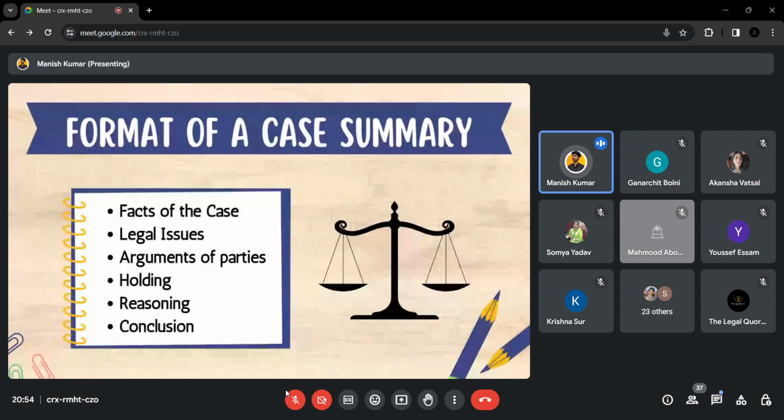Now, some important things to consider. Do not include unnecessary points. As the name suggests, it is a summary or a brief. So you have to state everything in a brief and concise manner and do not include unnecessary points. Otherwise, it would be like another judgment by you. Keep it short and concise.